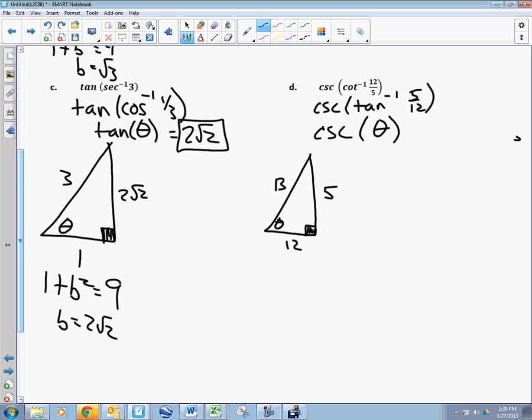So you get cosecant of theta. Cosecant is the inverse of sine. What would sine be? Sine would be 5 over 13. So cosecant is 13 over 5.